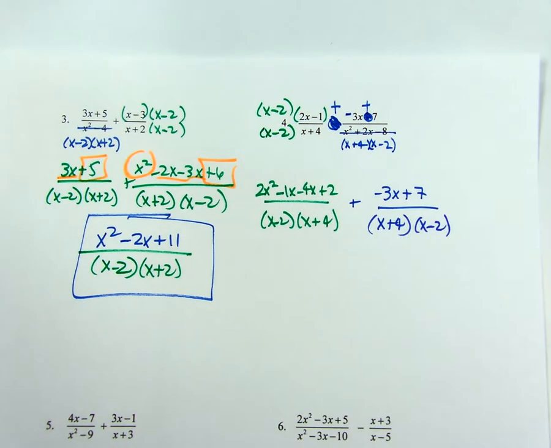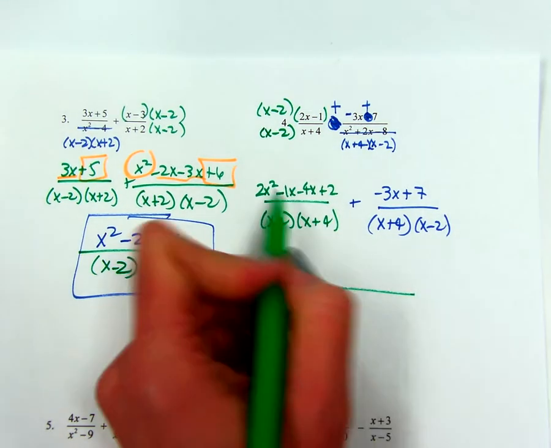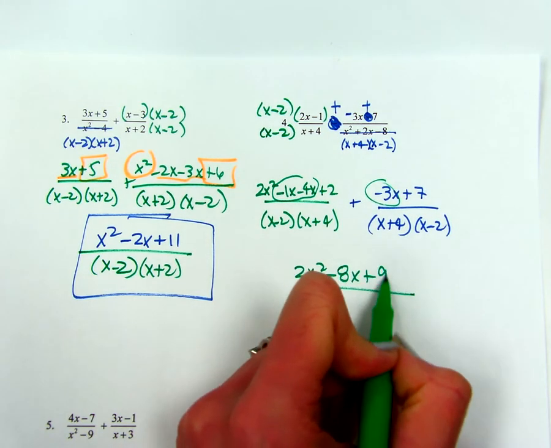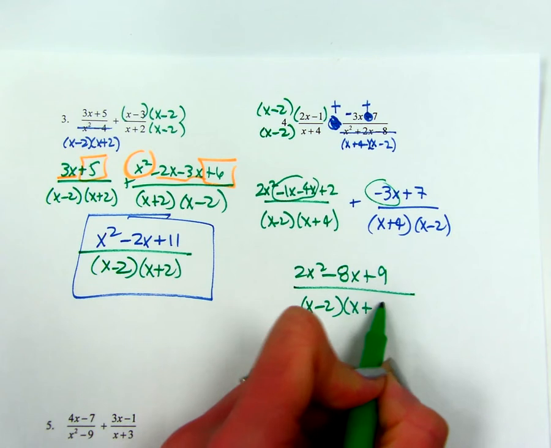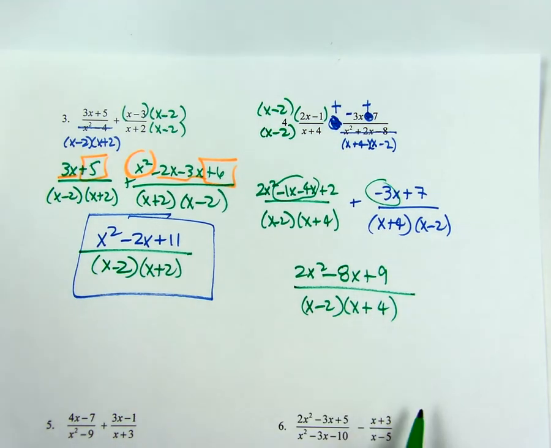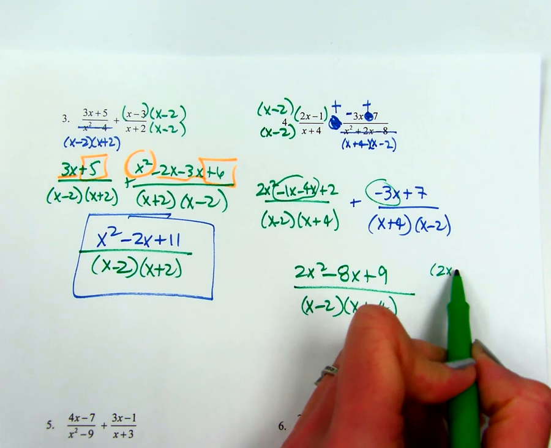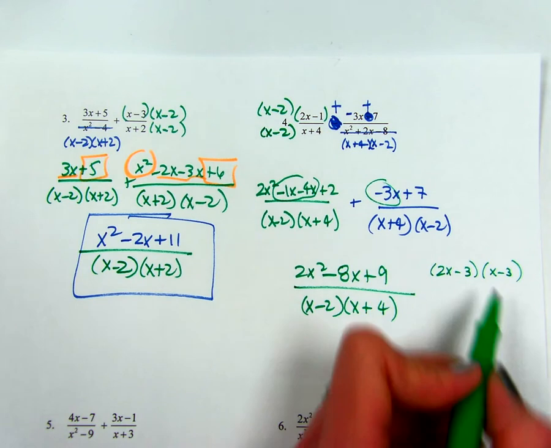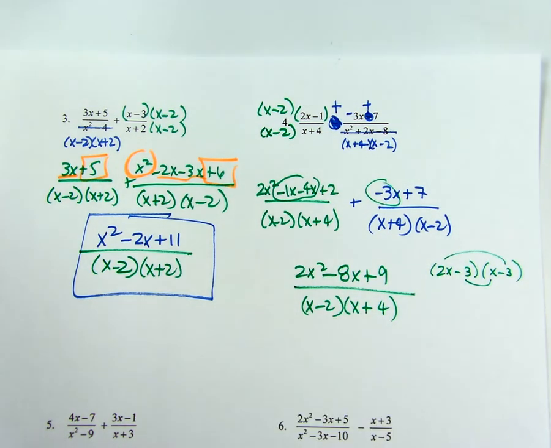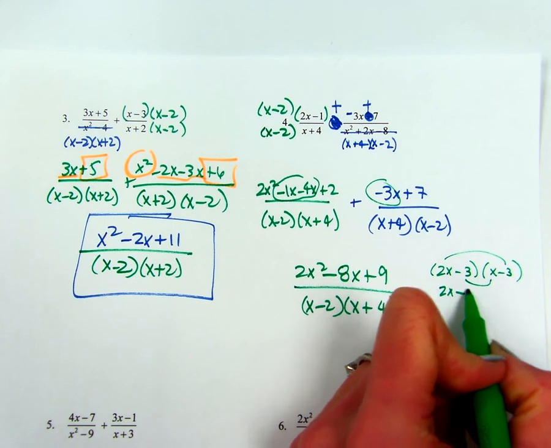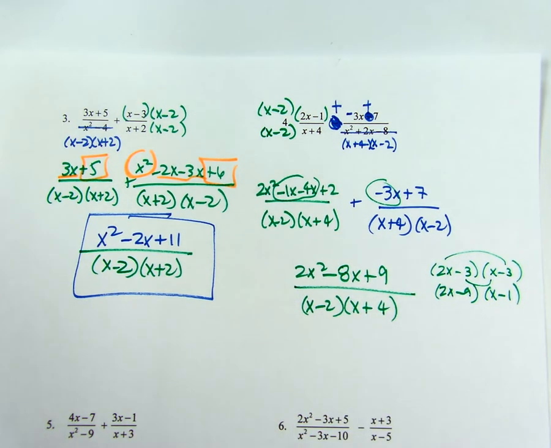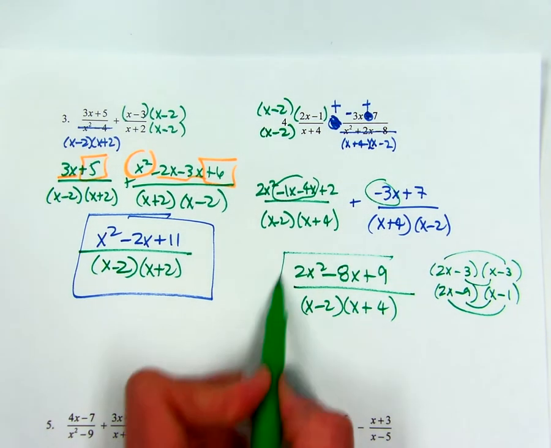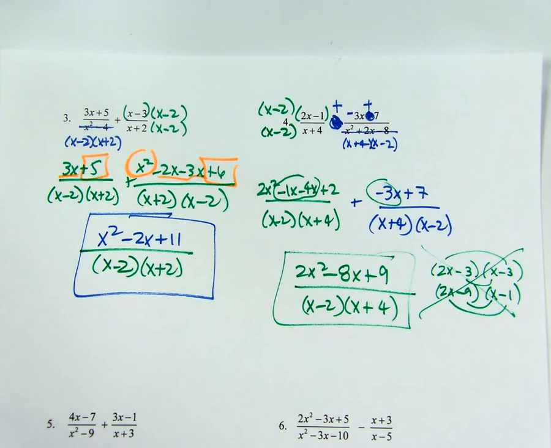All right, now I have the same denominator, so I can combine them. And I have 2x squared. If I look at all my x's, I've got negative 8x plus 9. Okay, so I'm just going to double check if I can multiply anything. I could try like 2x minus 3 and x minus 3. That would give me negative 3 and negative 6. That doesn't add to 9. If I do 2x minus 9, x minus 1, that'll give me negative 9 and negative 2. That's negative 10. So it doesn't factor. So I'm just left with that.